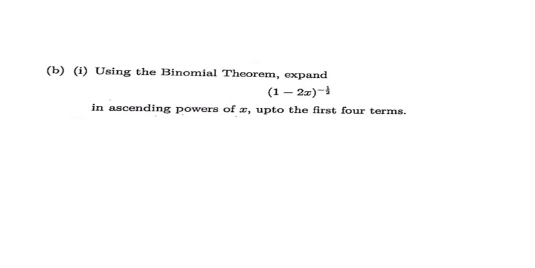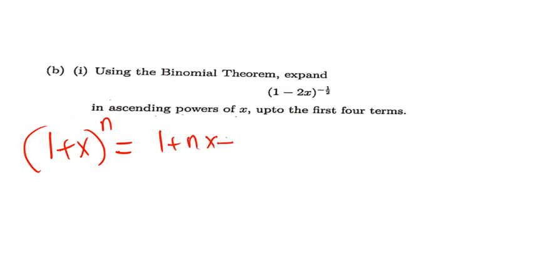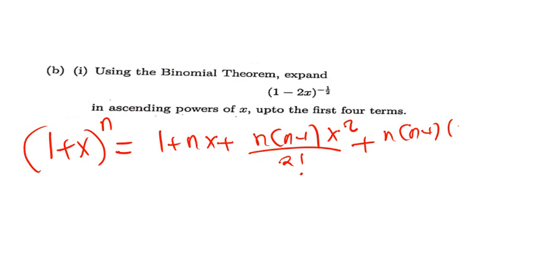a very simple expression which is in the form of 1 plus x raised to the power n. Anytime we are dealing with this, we use what we call the binomial series formula, which goes like this: 1 plus nx plus n times n minus 1, then x squared divided by 2 factorial, then plus n times n minus 1 times n minus 2, then x to the power 3 divided by 3 factorial.